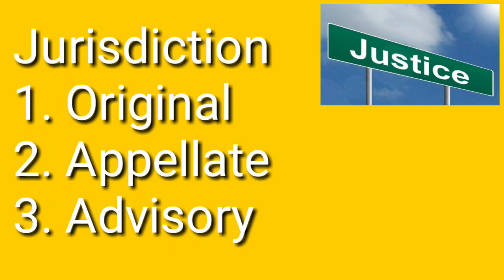Now we will see the various jurisdictions of the Supreme Court. The jurisdiction of the Supreme Court is the area within which the court can extend its authority. Original jurisdiction. It means the authority to hear certain cases for the first time. The Supreme Court has original jurisdiction over disputes like between the Government of India and one or more states, between two or more states, between Government of India and some states on one side and one or more states on the other side.